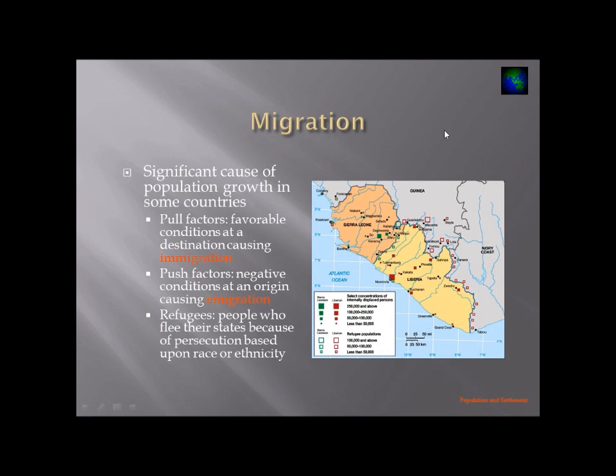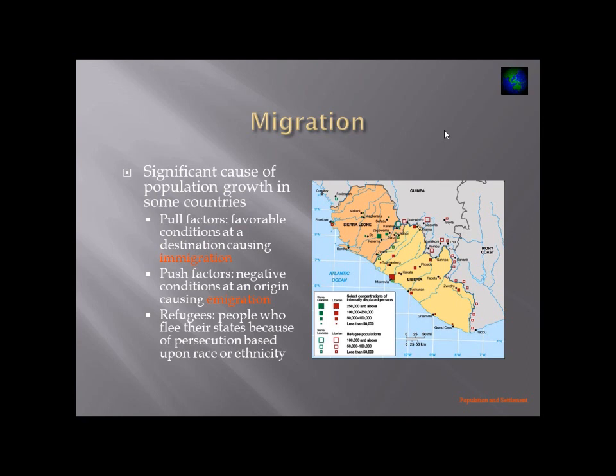Migration is a cause of population growth in some countries. So pull factors are conditions that are favorable in a destination. We have a lot of pull factors influencing illegal migration into the United States that we have to deal with. Immigrants can come into the United States and earn more in an 8-hour day than they could earn in a month in their countries of origin. So economic growth. Most of them repatriate a lot of that income back to their families. So they leave their families and come to the United States.